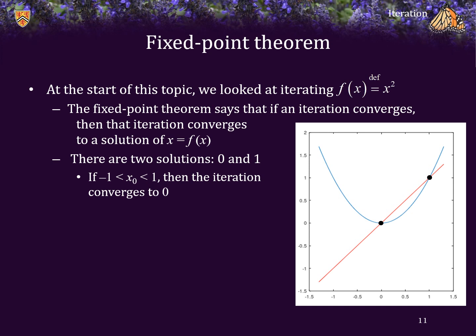Now, note that if the initial x value, x0, lies somewhere on the open interval from -1 to 1, then if you try it out, you'll see that the iteration actually converges to 0. So yes, it does converge to a solution to x equals, in this case, x squared. If x0 is equal to 1 or it is equal to -1, then the iteration converges trivially to 1.